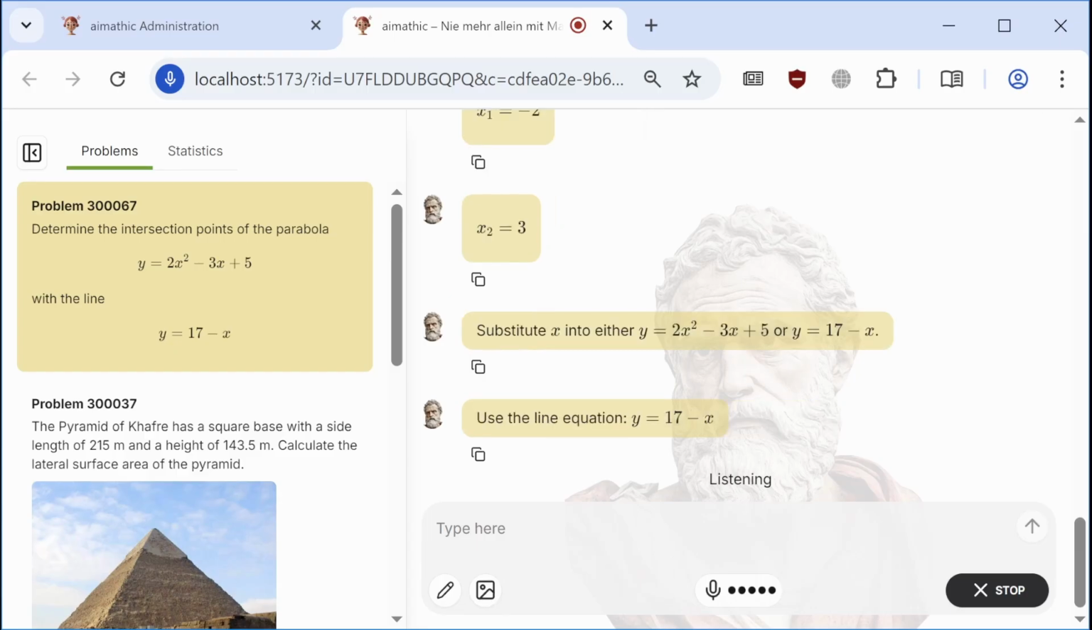Indeed, the equation of the straight line often offers a more direct path to the y-coordinate. Please take the first x value you found, -2, and substitute it into the line's equation. What y value does this yield? I think I can do both. The values for y1 is 17 minus minus 2, so it's 19. And y2 would be 14.